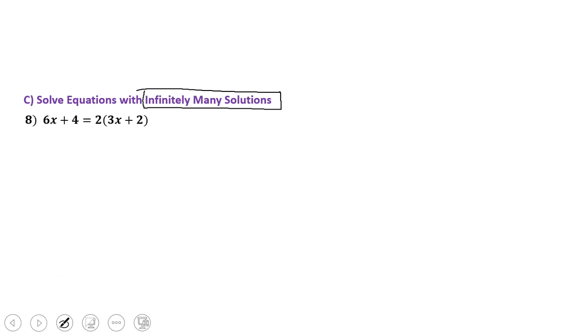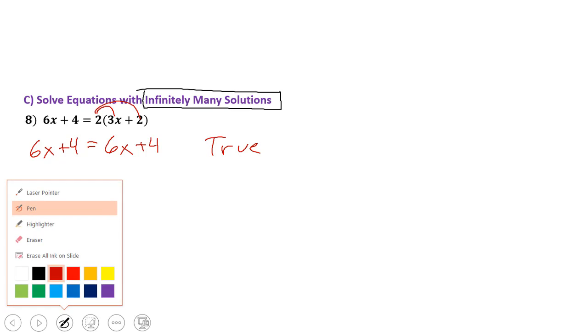So, we are going to first distribute to get rid of these parentheses. 6x plus 4 is equal to 2 times the quantity 3x plus 2. So 2 times 3x is 6x, and 2 times 2 is 4. So now we bring down 6x plus 4, and that's equal to 6x plus 4. Wow, that's true. The same exact expression on both sides of the equal sign.